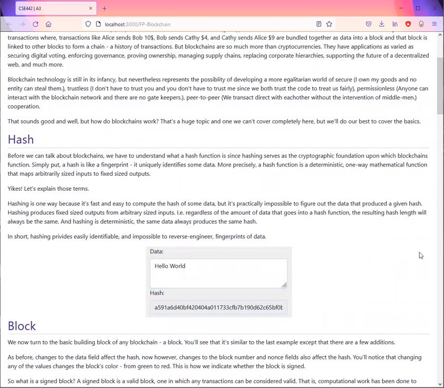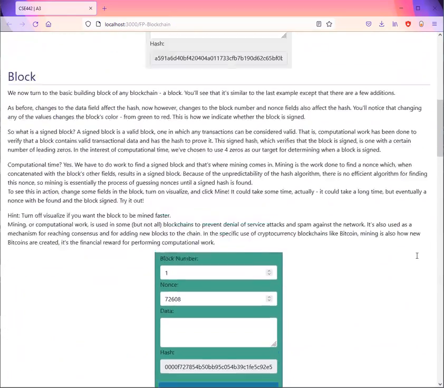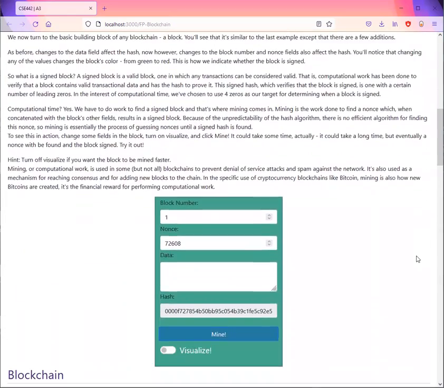The second component is a block. The block now uses a block number, a nonce, and the data to compute the hash. Note that changing the data changes the block from green to red. This is because the block is no longer valid. A block is considered valid when its hash is smaller than some target. That is, when it begins with 4 or more zeros.